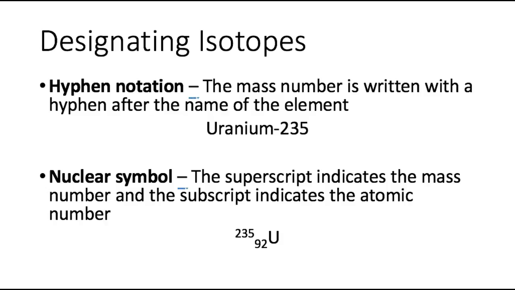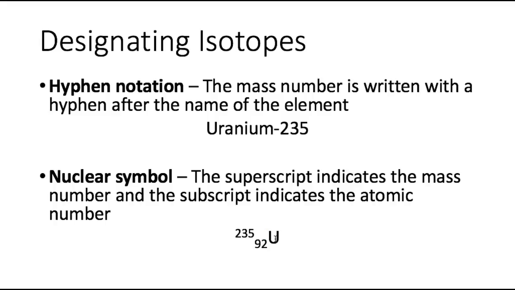So how do we designate isotopes? We have 2 ways of writing or notifying people that we're dealing with an isotope. One is called hyphen notation and the other is nuclear symbol. In hyphen notation, you write the name or the symbol for the element followed by the mass for that isotope. In nuclear notation, you write the mass as a superscript and the atomic number as a subscript, followed by the symbol.